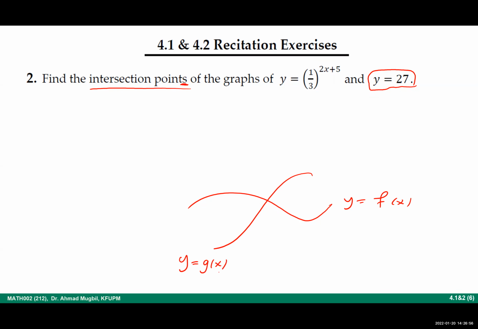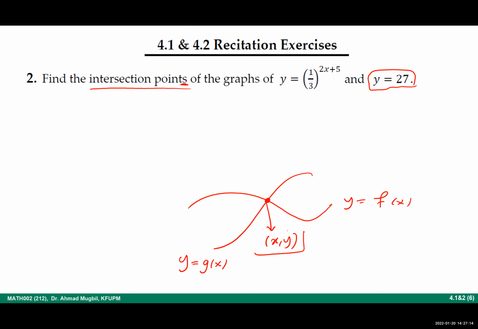They are totally different functions, but at the intersection points, they are the same. Here, at this point, they are identical. So at this point, what happens? It is a point in the plane. It is x and y. At this point, x is the same here and here. Y is the same here and here.